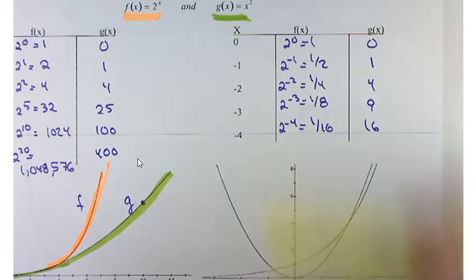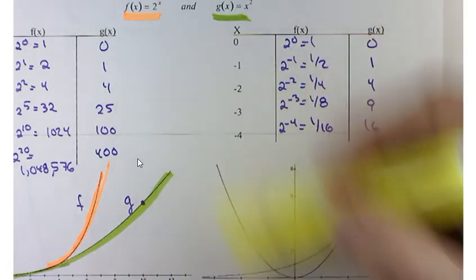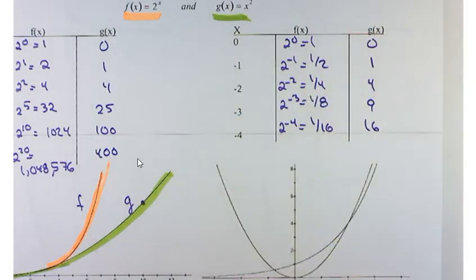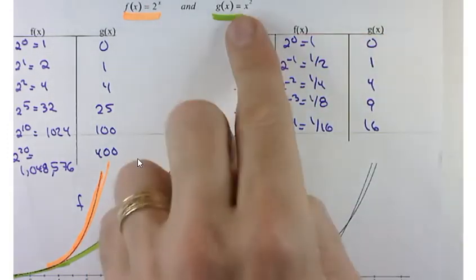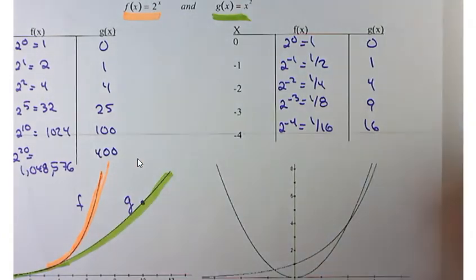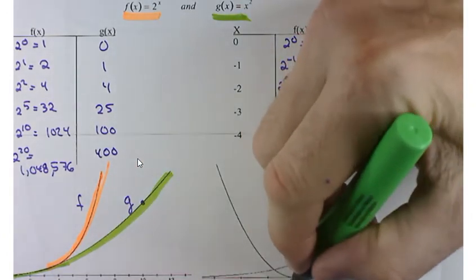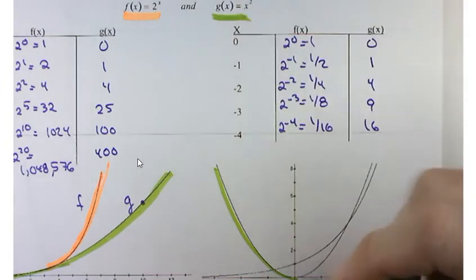Okay, so this one right here, that U shape, is that g of x or is that f of x? G of x. This is your parabola, right? That's what you expect from the graph of x squared, and it doesn't disappoint you. So we get something like this.